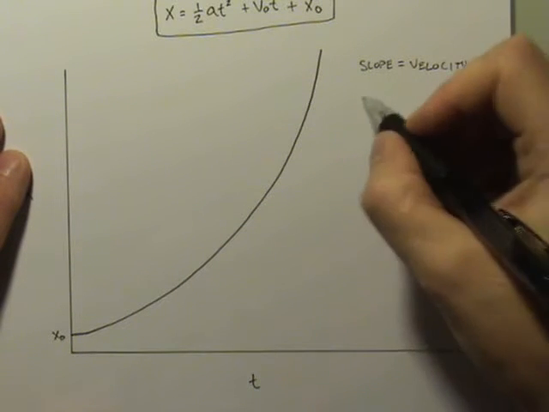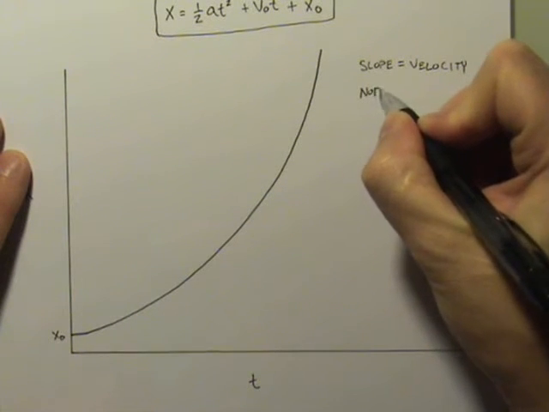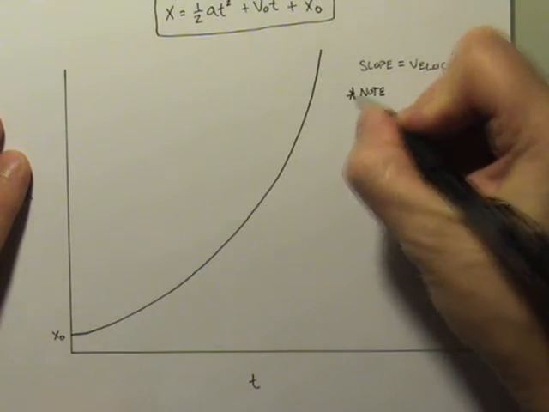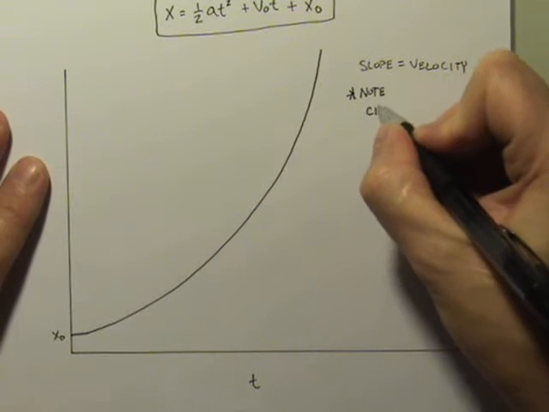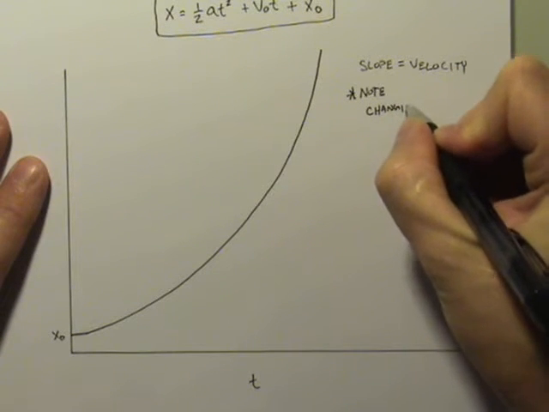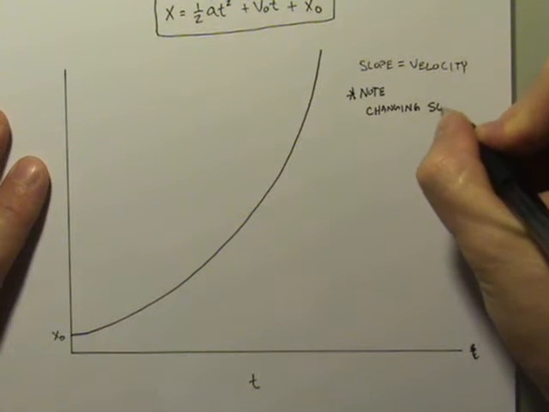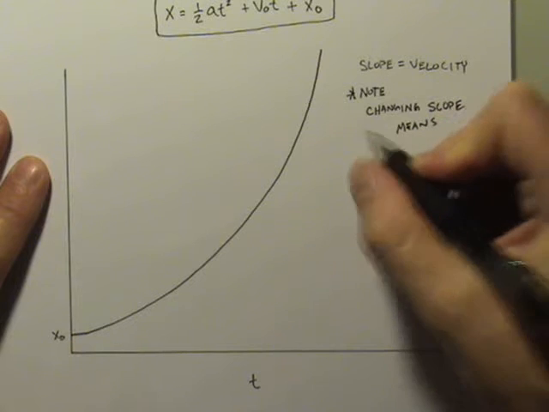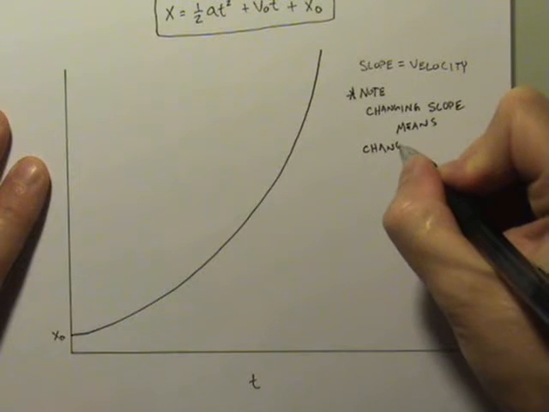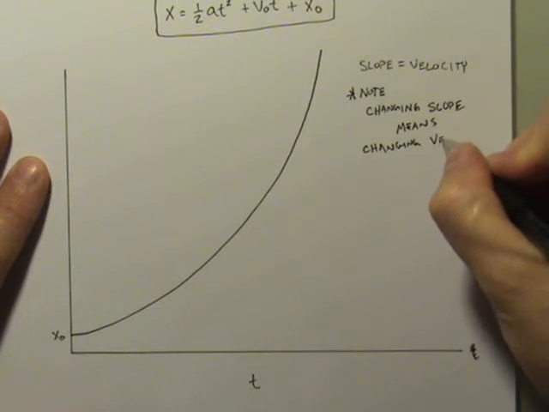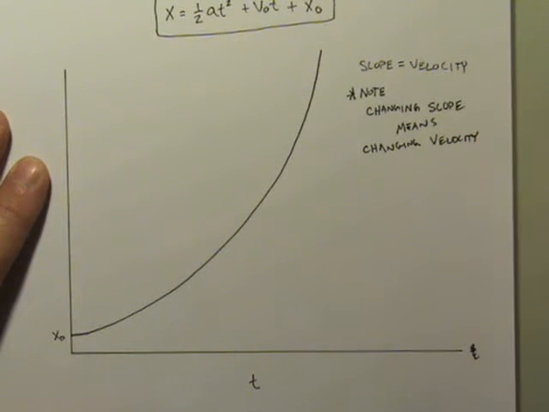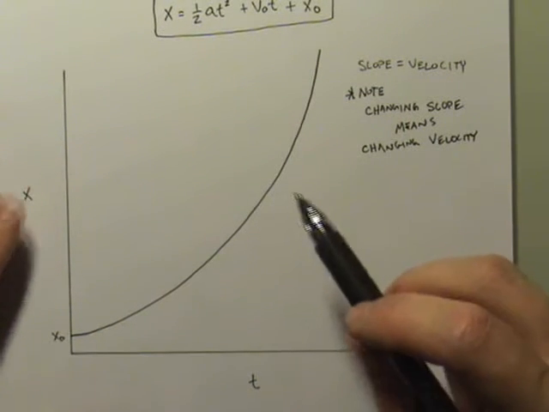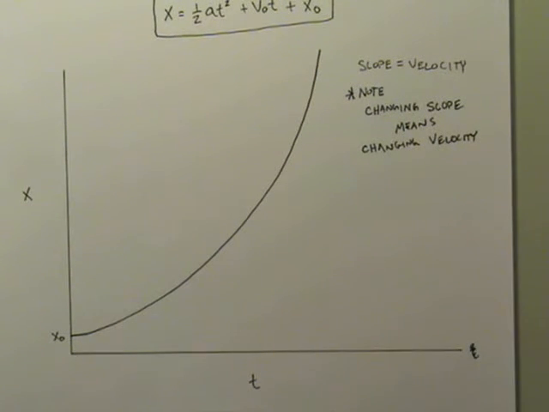So let's make a note, and this is for the uniformly accelerated motion: a changing slope means changing velocity. For this specific example, what's happening to the slope? Let me get something to sort of illustrate the slope.